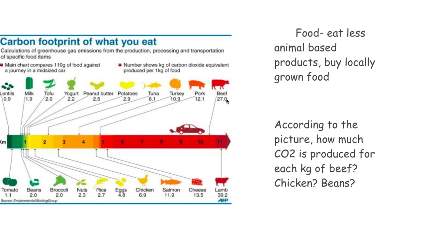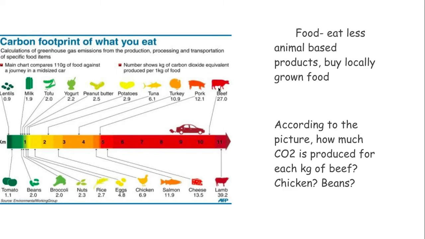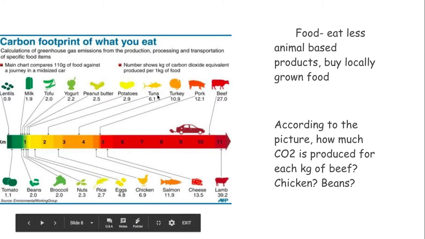27 kilograms of carbon dioxide for 2 pounds of beef. 39, almost 40 kilograms, so that's 20 pounds of carbon dioxide for every 2 pounds of lamb. But there's other options. Instead of getting a lot of your protein from meat, from beef or lamb, which are red meats, maybe you could try fish or poultry, substantially less. Or even better, protein substitutes like beans or tofu or stuff like that.